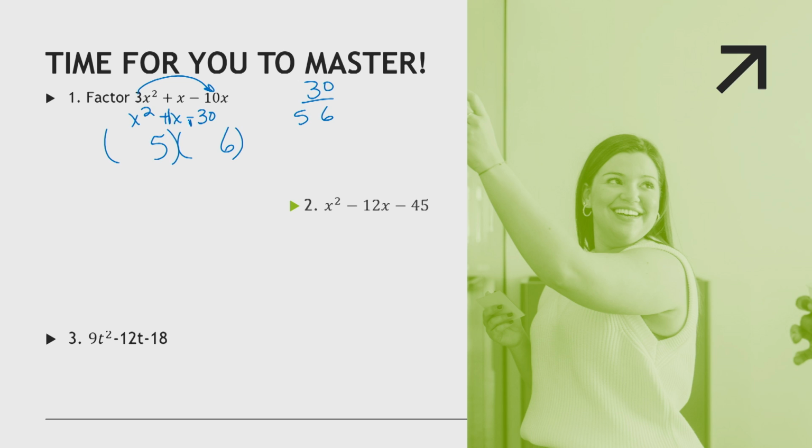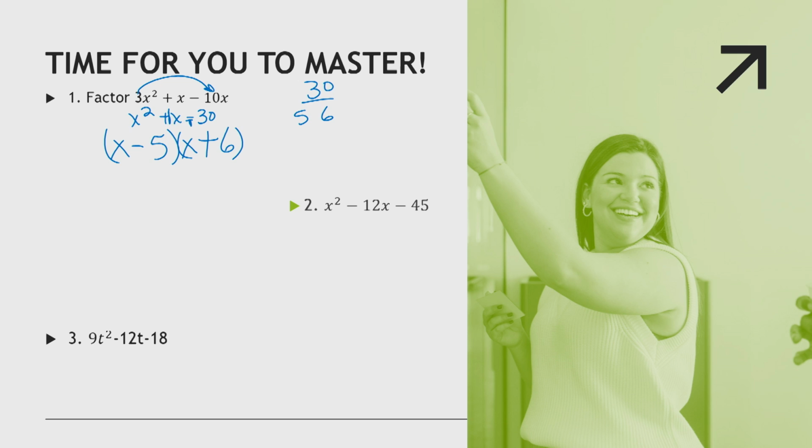My second operation is a subtraction, so I know that my binomials, I'm going to have one that's positive and one that's negative. So how do I subtract a 5 and a 6 to get a positive 1? Exactly right. Positive 6 minus 5, and then I have my x and my x.